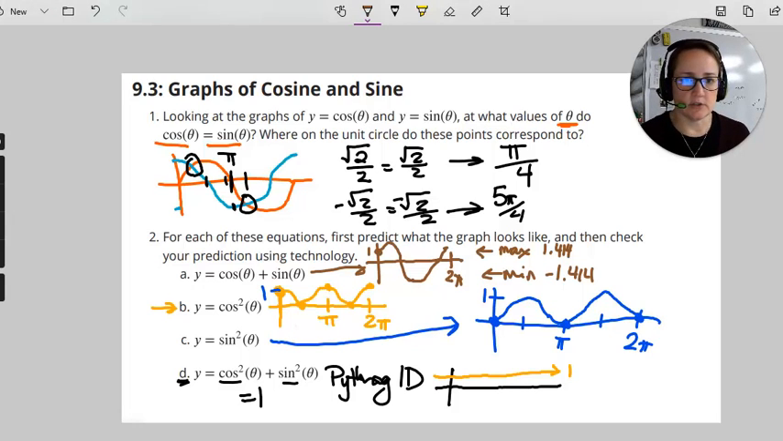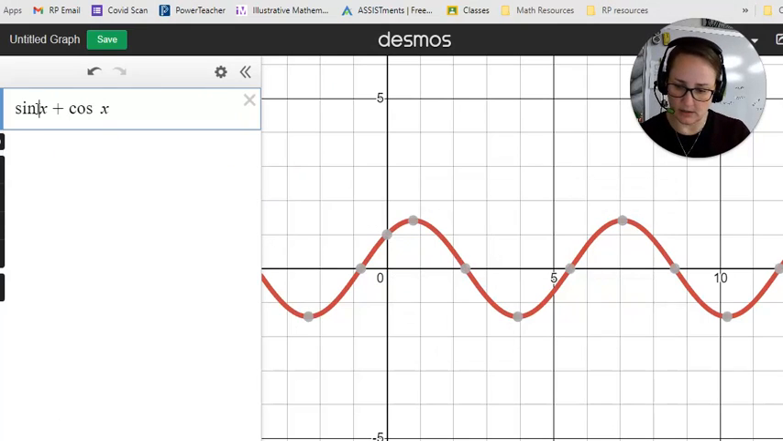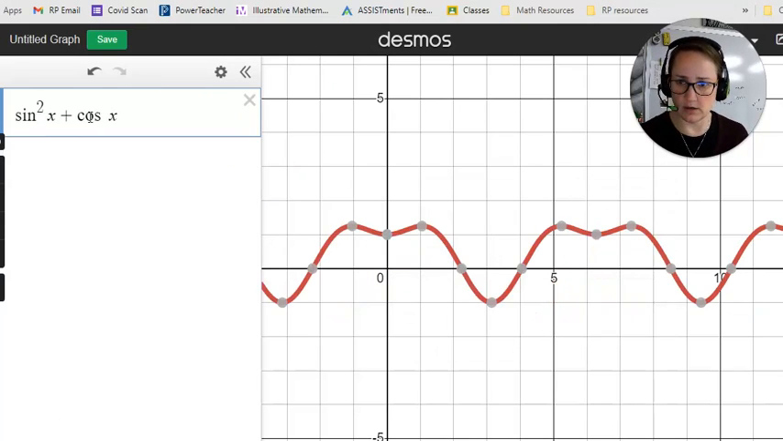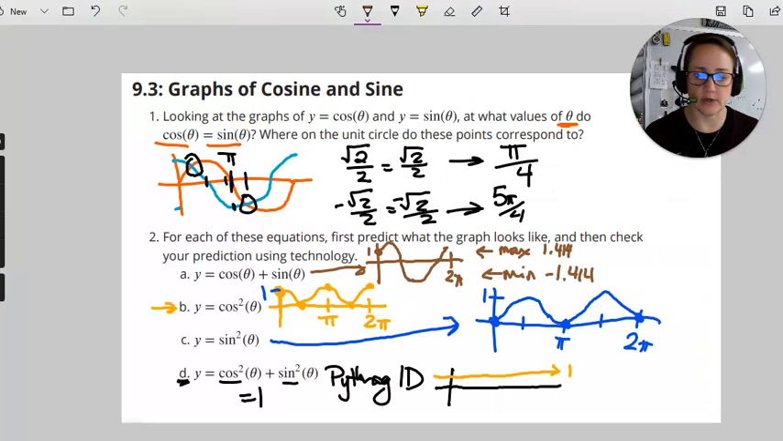One last one to check. Let's just throw some squareds on these and just double check part D. Adding squared to my sine, adding squared to my cosine, and that is the exact thing that we drew. No matter what we're putting in for our angle measure, we are getting 1 out when we add sine squared and cosine squared, just like we were expecting.